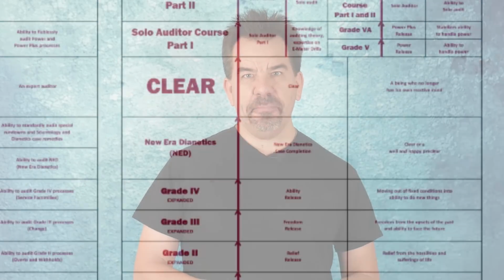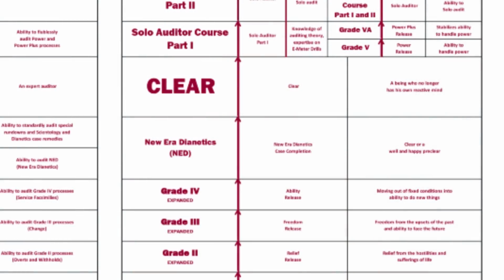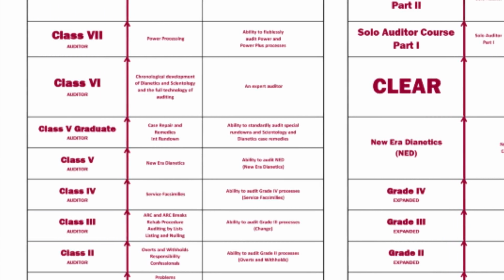There's a lot more to it, but that's basically how it works, and Grade 4 seeks to eradicate any tendency on the person's part to use these service facsimiles to make themselves right and other people wrong, and to disable themselves. The end result of this grade is moving out of fixed conditions into ability to do new things. Above Grade 4 is the auditing level of New Era Dianetics, or NED. This is matched on the training side by the Class 5 Auditor course.